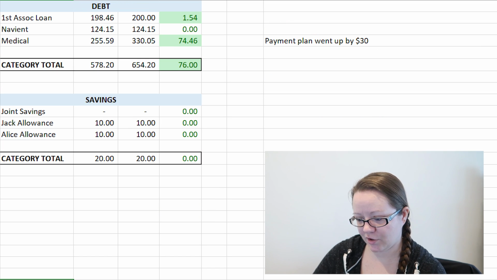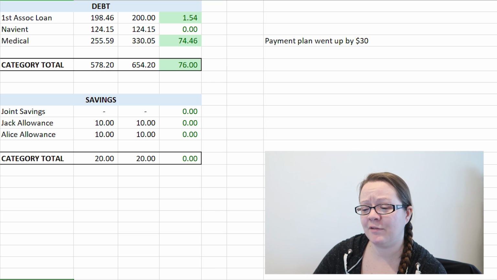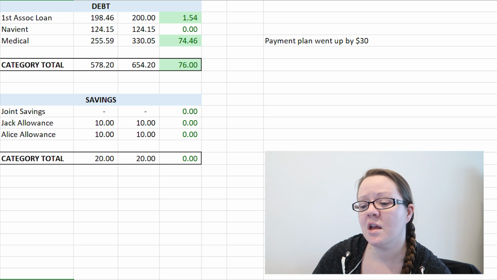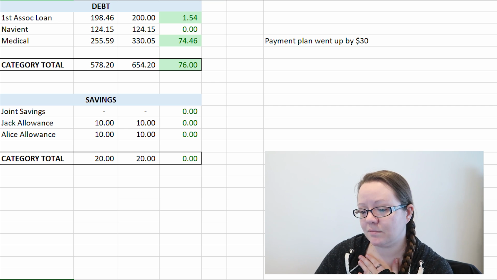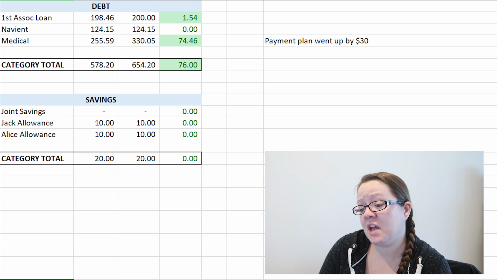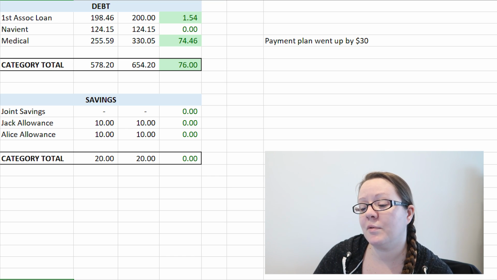On the debt category, my husband's student loan, the minimum is $198.46. I'm just going to round it up to an even 200, because I like even numbers. So we sent $200 to that. Navient is my student loan. I should really round that up to 125. Maybe I'll do that this coming month. We paid the minimum on that.